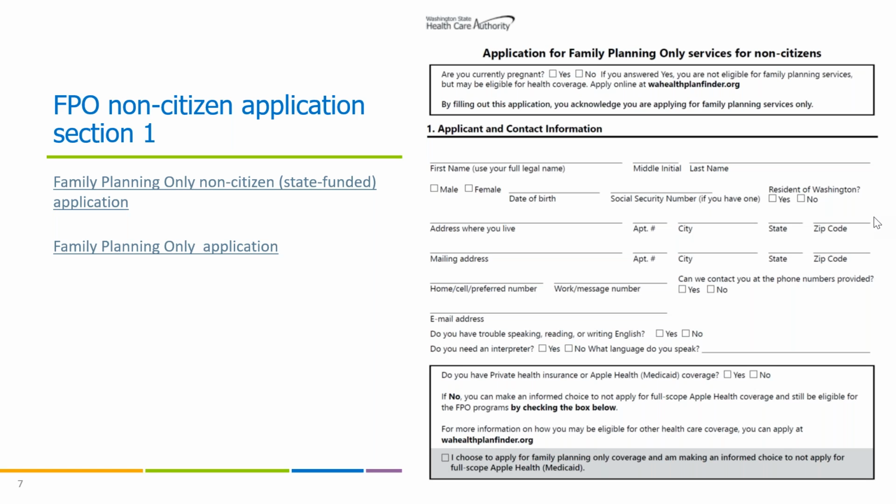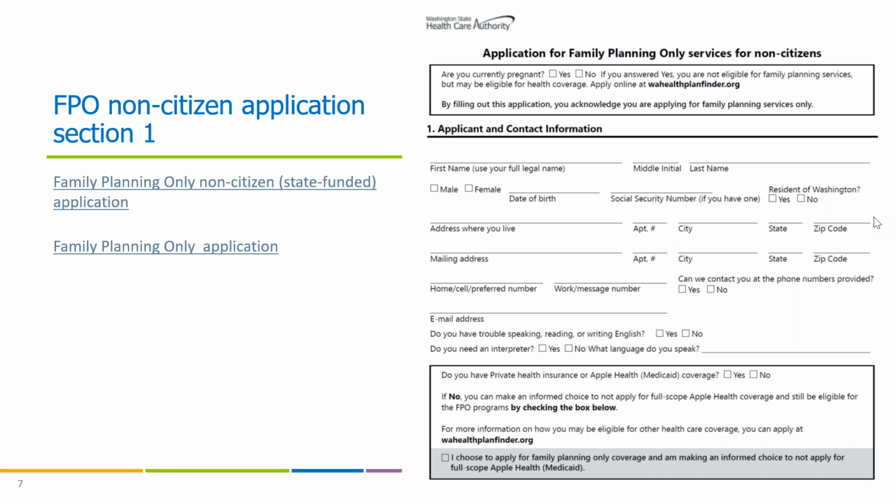Will the income guidelines be the same for the family planning program for the non-citizen program? Yes, it is the same for all family planning only programs. 260% at or below the federal poverty level.